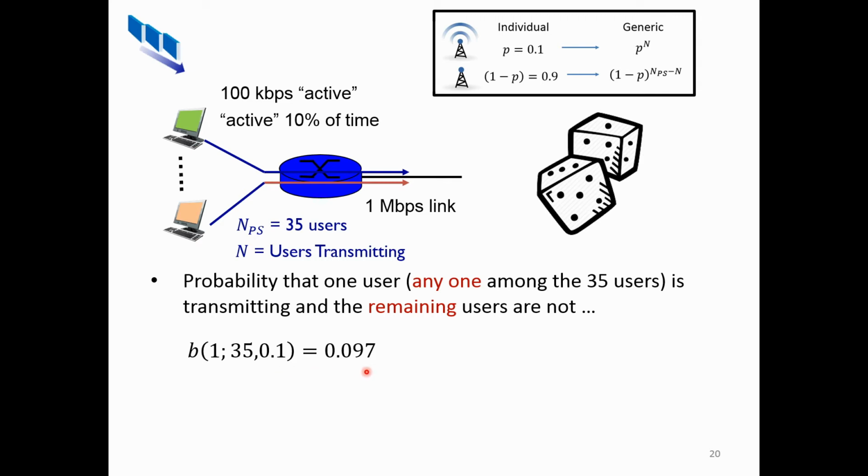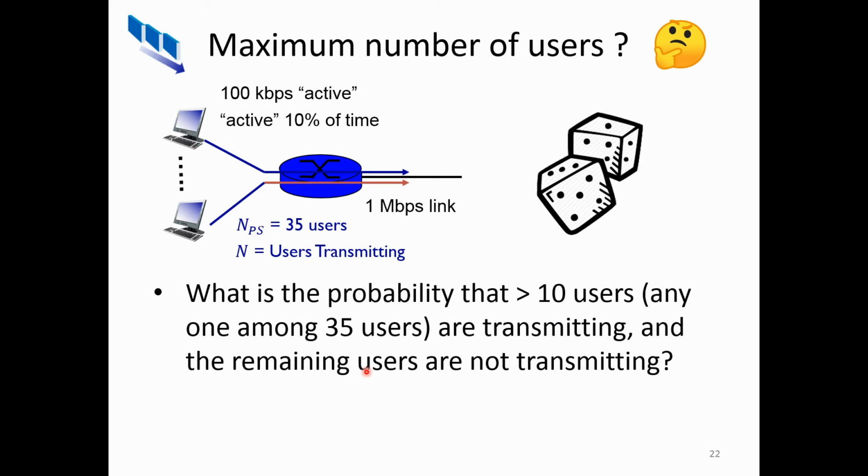Plugging in some numbers, we observe that the probability increased to 9.7%. No surprise here, due to the fact that we no longer have just one specific user transmitting, but anyone among the 35 can transmit. Let's revisit the original question.